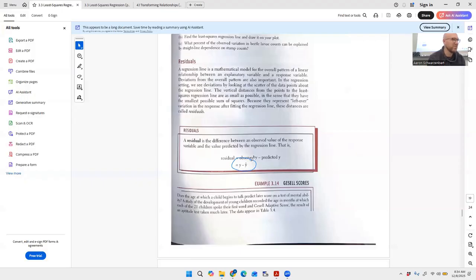Or negative, not 0. If you add up all the residuals, it should be 0, which is why you square them. Okay? So, observed y minus y hat for each value. Each value has a residual. So each x that has an actual value also has a residual.